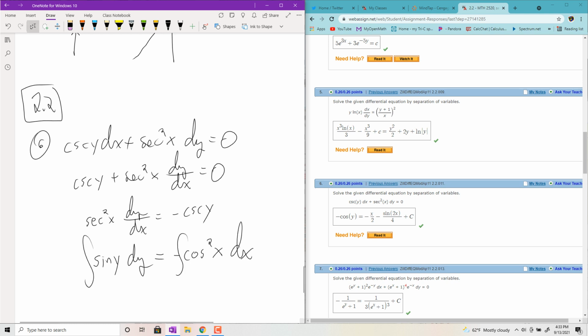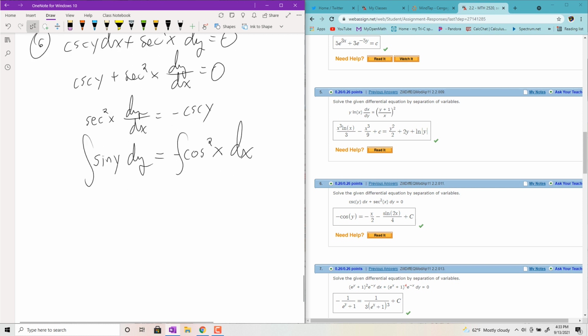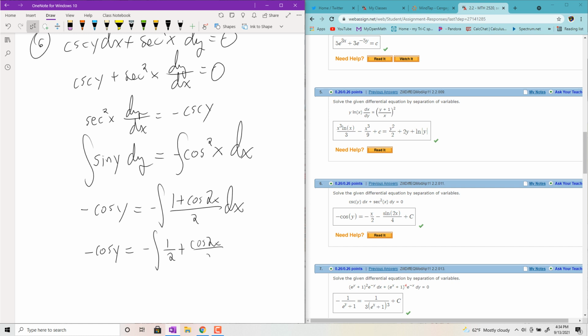Then I can go ahead and integrate these things. The integral of sine of y is negative cosine y, and on the right, I may have to do a little bit of memory work here. Cosine squared is 1 plus cosine of 2x all over 2. So hopefully you remember all your Calc 2 stuff. Negative cosine y equals negative. I'm going to split that into 2 integrals, basically 1/2 and the integral of 1/2 and the integral of cosine of 2x over 2.